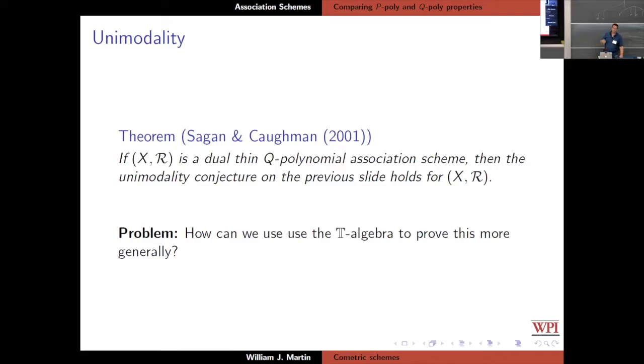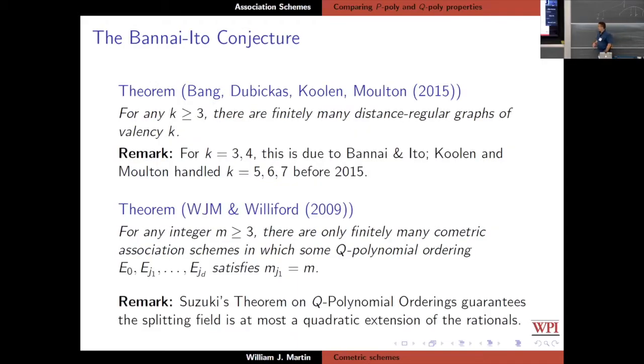So that's another problem. I gave you like 5 problems to work on yesterday. Here's another problem. And I need to mention a celebrated result of Bang, Dubickas, Koolen, and Moulton. Is that the right name? Oh, I should be careful. I don't remember the first names. It shows that for any valency bigger than 2, there are only finitely many distance regular graphs of valency k. It's a very, very difficult theorem. There's all sorts of tools that are needed to control the eigenvalues moving around inside that interval minus k to k.